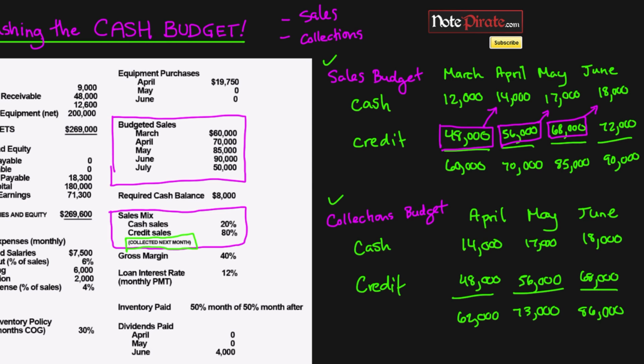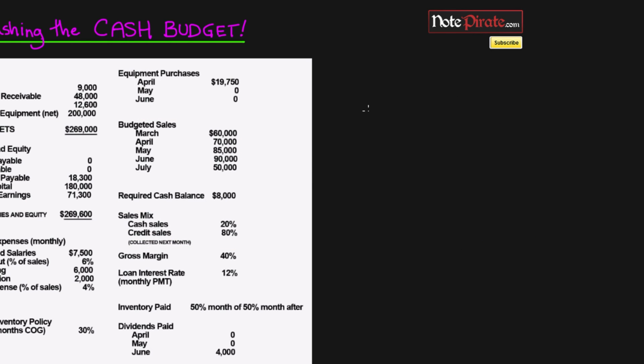So we finished our sales budget and our collections budget, and now I just want to create the first part of our cash budget, because that's what we're going to be doing over these videos. We're going to be slowly constructing a cash budget. So I'm just going to write cash budget here at the top and write April, May, and June, since that's what we're going to be looking at over the next few videos.